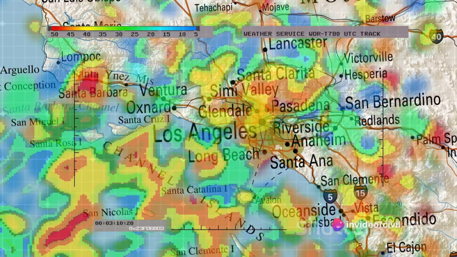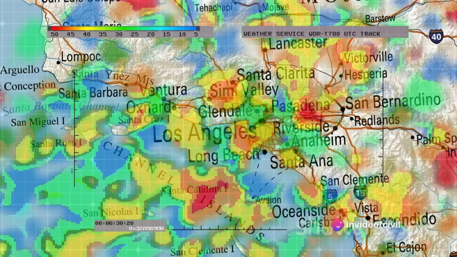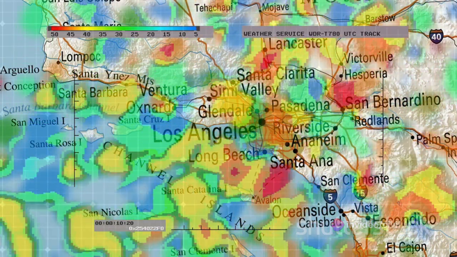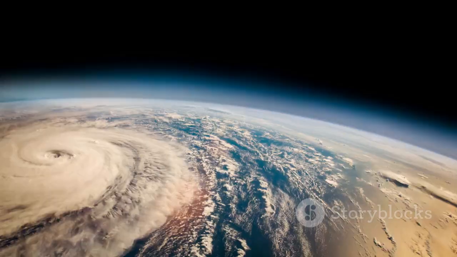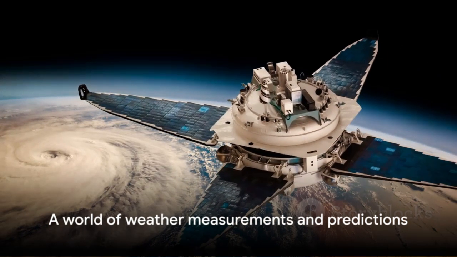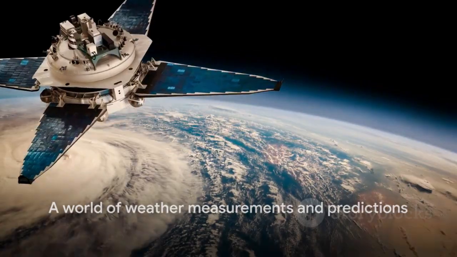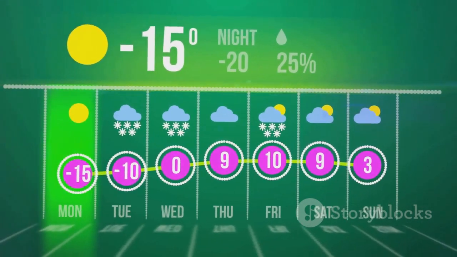Through radar and satellite imagery, we can now map rainfall over large areas, providing a more complete picture of the world's weather. So the next time it rains, remember that there's a lot more to those drops falling from the sky than meets the eye. It's a world of measurements and predictions, tools and technology, all working together to help us understand and navigate our ever-changing weather.